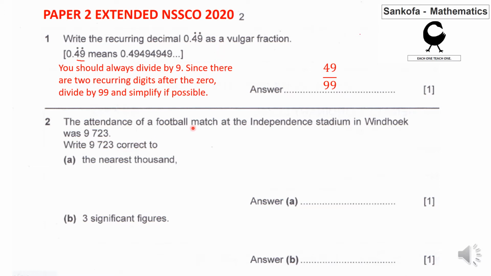The attendance of a football match at the Independence Stadium in Windhoek was 9,723. You're supposed to write that to the nearest 1,000. So you have to see it as 9,000 here. That 700 obviously makes that a 10,000.